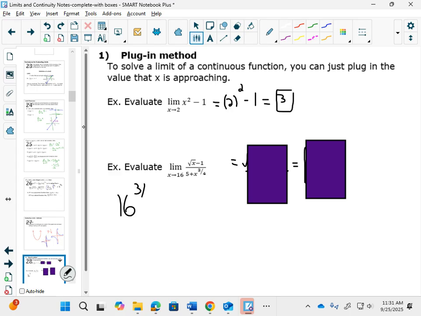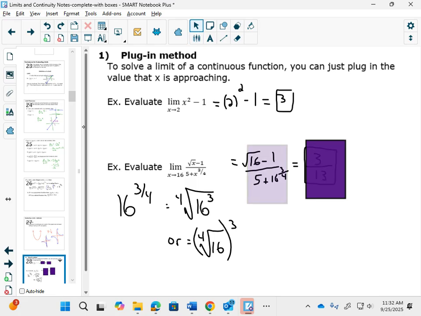You can do this. 16 to the 3/4. Okay? You have options here. You could either do this: everybody knows 16 cubed in their head, I'm sure, and then whatever big number that is, do the 4th root. Or you could do this first and then cube it. I think that might be a little bit smaller numbers to work with. What's the 4th root of 16? 2. What's 2 cubed? 8. And so our answer here is 3/8.